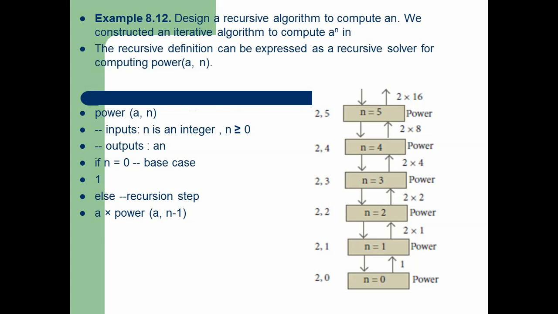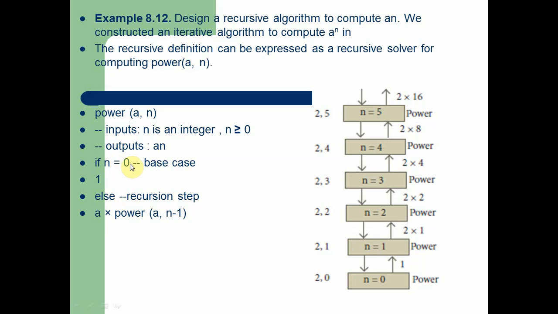Another important example for identifying the power of recursion is designing a recursive algorithm for computing a power of n. Here, power of a comma n, input n is an integer. If n is greater than or equal to 0, the output is a to the power n. So what are the two steps? One is the base case, which executes when n is equal to 0. If the value of n is 0, then any number to the power 0 is 1, so simply we get the output 1.